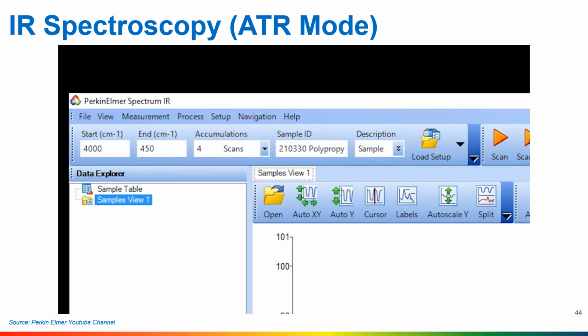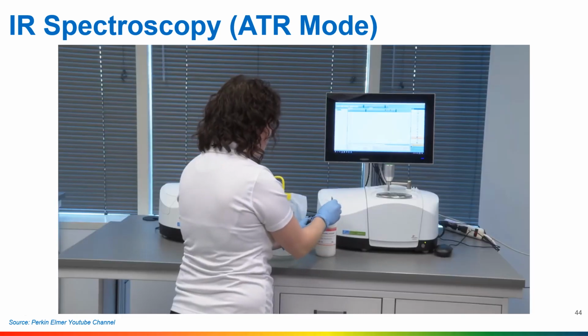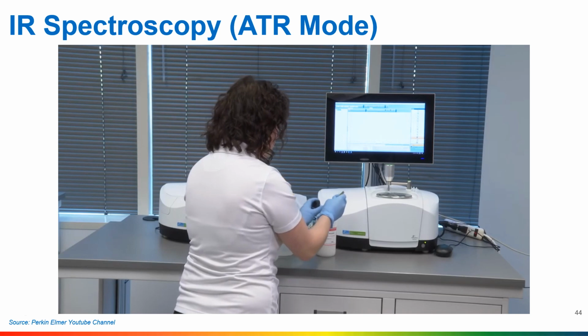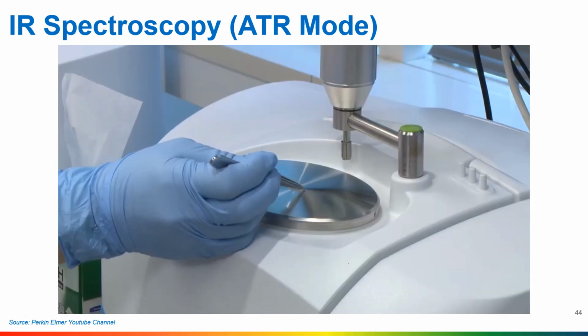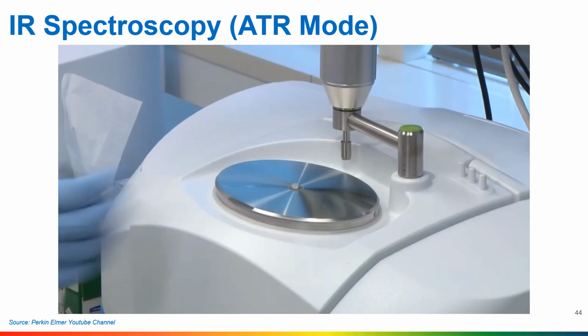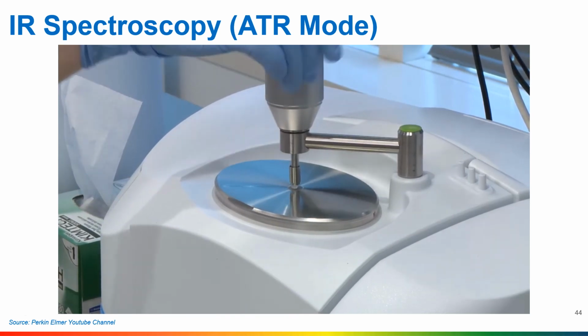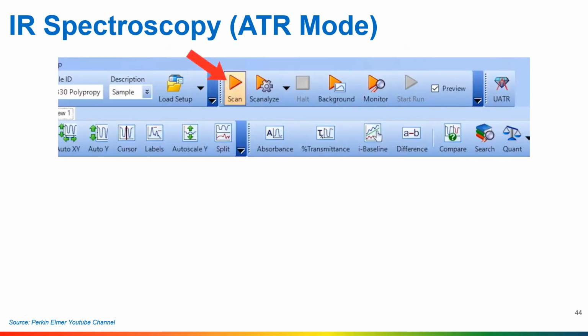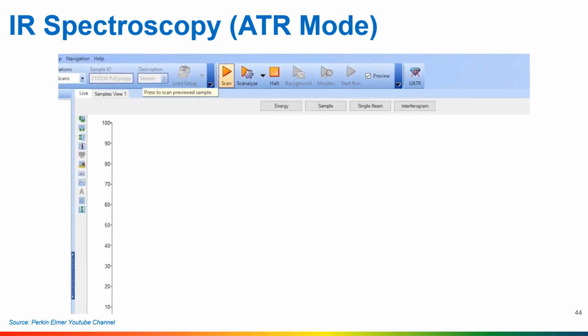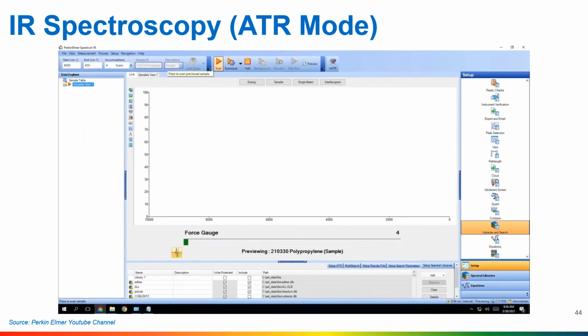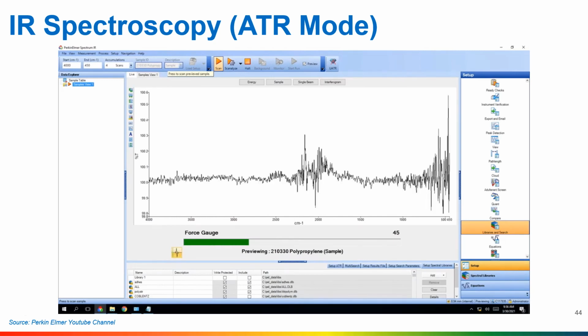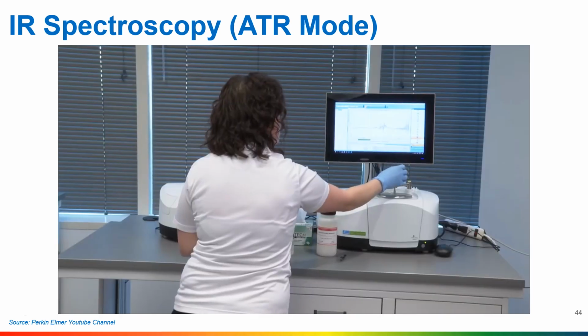To collect a sample, go ahead and place that sample on the crystal. And apply pressure. You can go ahead and click the scan button and it will go into preview mode. In the preview mode, you'll notice a force gauge at the bottom of the screen. Make sure you apply enough pressure to be able to get a good spectra on the screen.